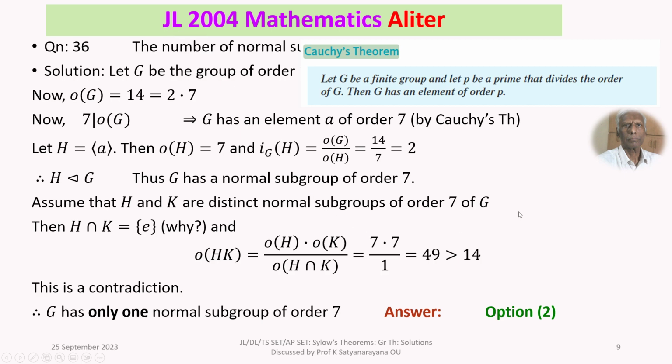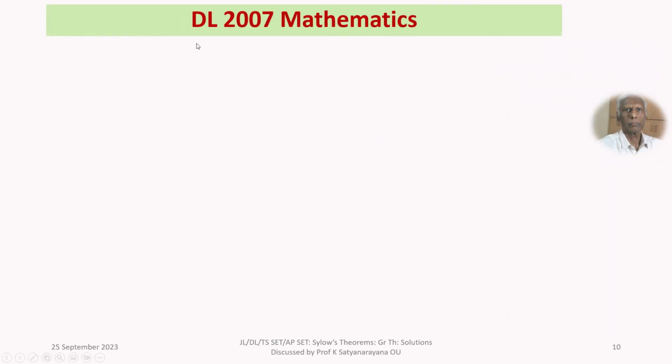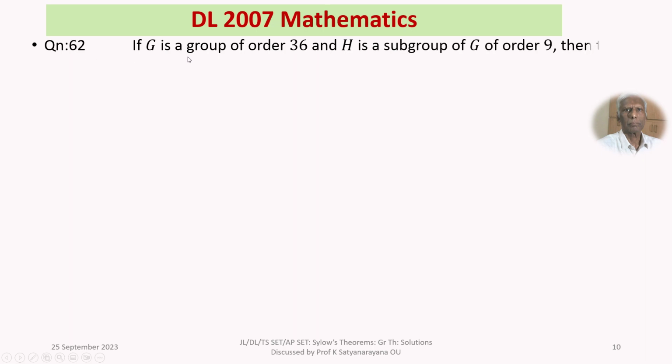JL 2004. Lastly, we also see one more question. Of course, this is not having any bearing on Sylow's theorems. This question has come in the degree lecturer's examination held in 2007. The example is question number 62. If G is a group of order 36 and H is a subgroup of G of order 9, then the order of a normal subgroup N, not equal to the identity element alone, of G in H is.